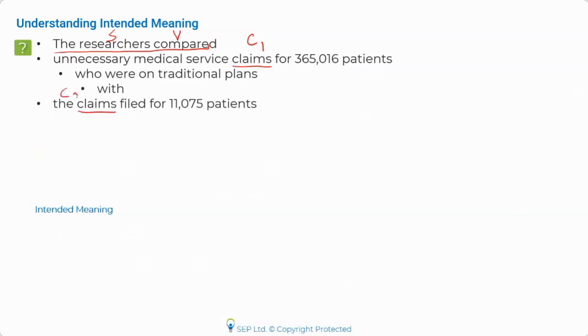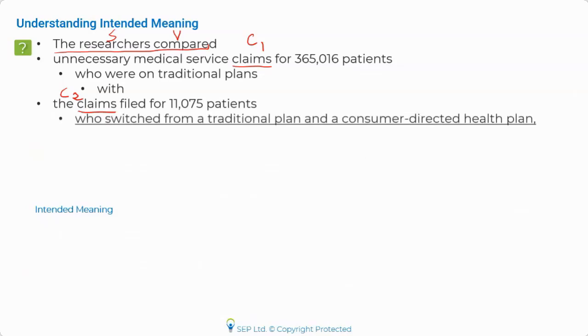Claims filed for so many patients. Now these are different kinds of patients. So basically they compared the claims for two different kinds of patients. One type was who were on traditional plans, and then you have who switched from a traditional plan. And now if you're switching, it should be from one plan to another plan. So that's incorrect. A is incorrect. So the researchers compared two different kinds of claims for different kinds of patients.